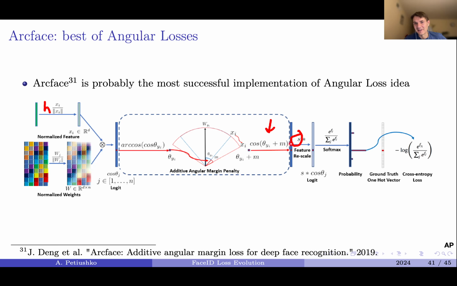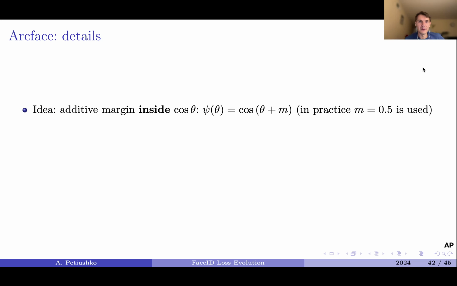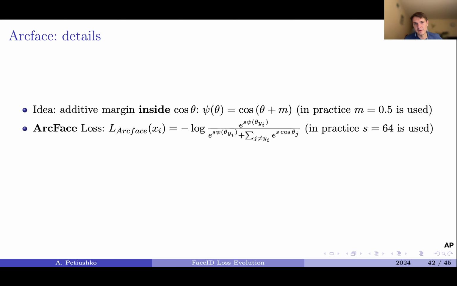again a different cosine adjustment. We already had cosine of m theta, we had cosine of theta minus m, and now, surprise, surprise, we have cosine of theta plus m, or minus m, doesn't matter. Yeah, we could have 3 different combinations, and finally we have here the third combination. Yeah, this is the idea. And in practice, m equals 0.5 is used.